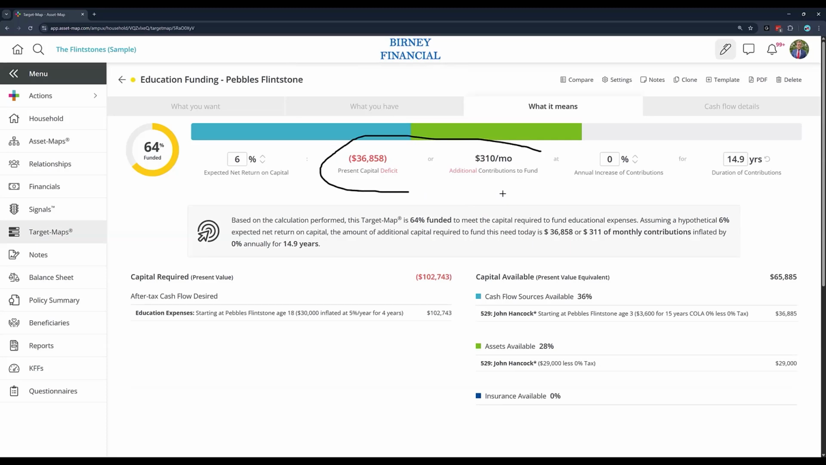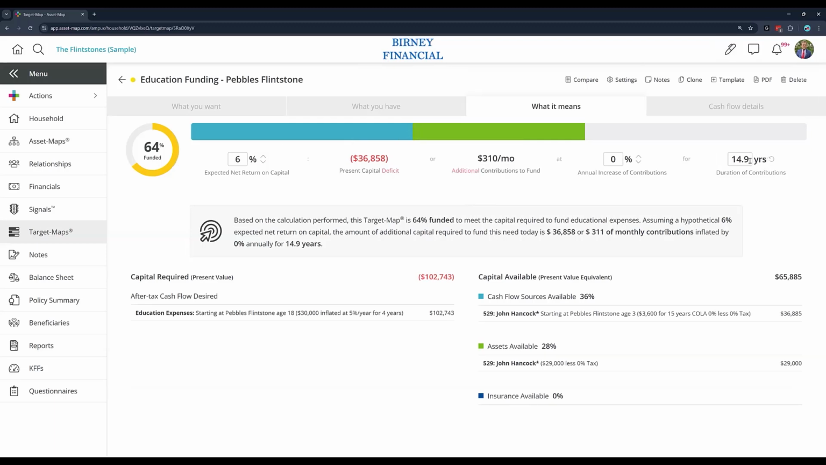Because yes, the client could write me a check for 37 grand. I can grow it by 6% and will be fully funded. Or they can kick in $310 a month for the next 15 years. That'll get them funded too. Both of those scenarios are probably not going to happen. What's more likely is I, the advisor, want to tweak some variables on my end to make this bar go up. What I look at here is a 3-year-old kid who has 15 years before she touches this money.